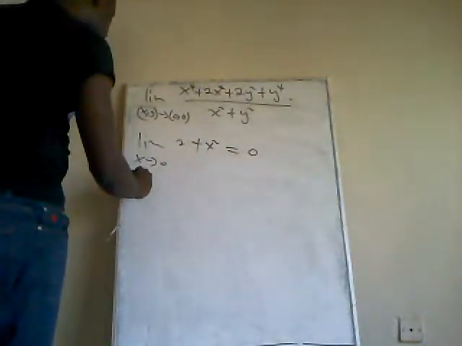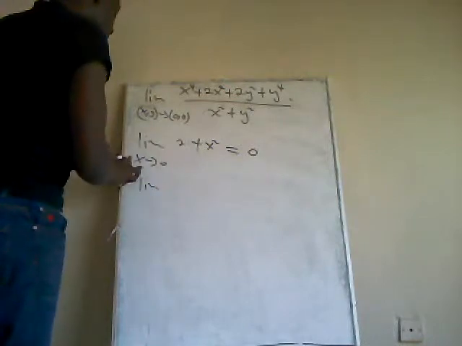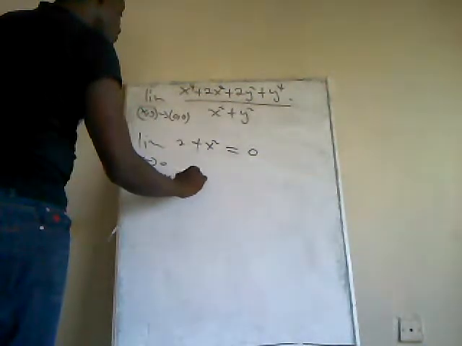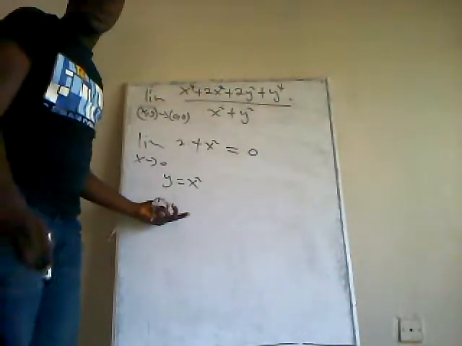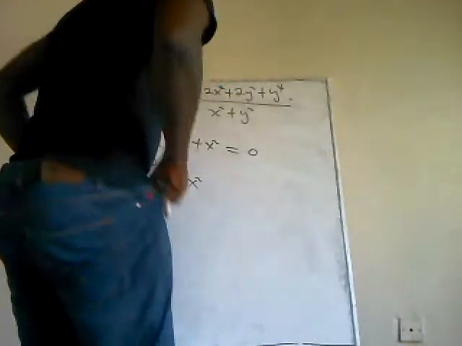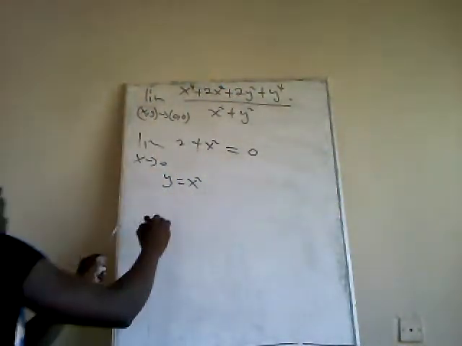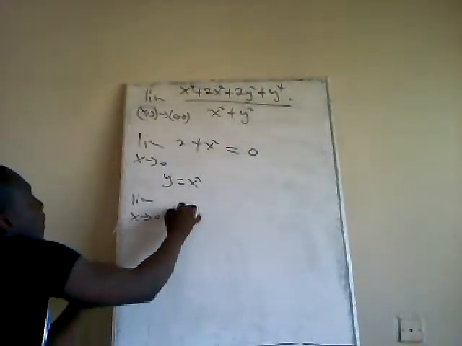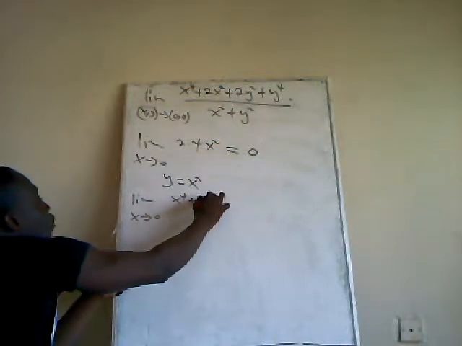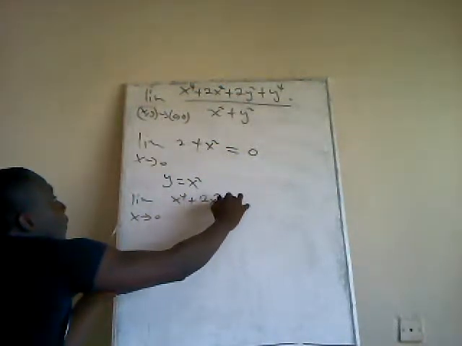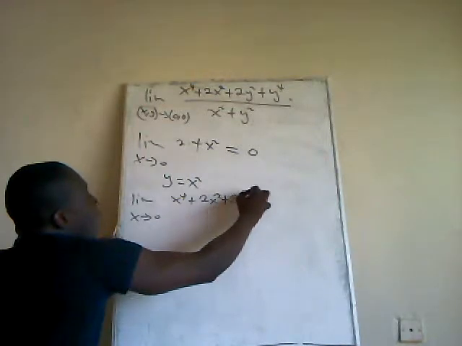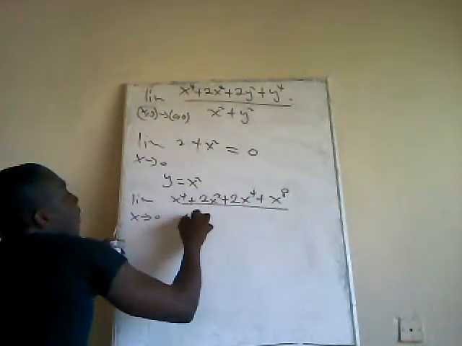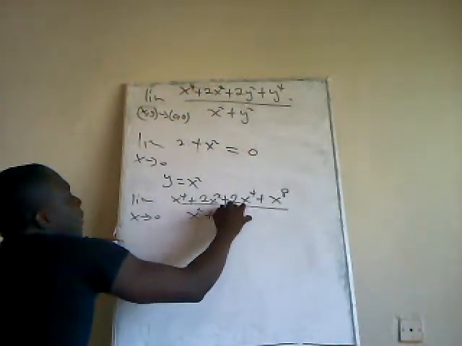Next, we find limits along the line y is equal to x^2. Of course, y is equal to x^2 also passes through the point (0, 0). So along y is equal to x^2, we are going to have the limit as x approaches 0 of (x^4 + 2x^2 + 2x^4 + x^8) all over (x^2 + x^4).